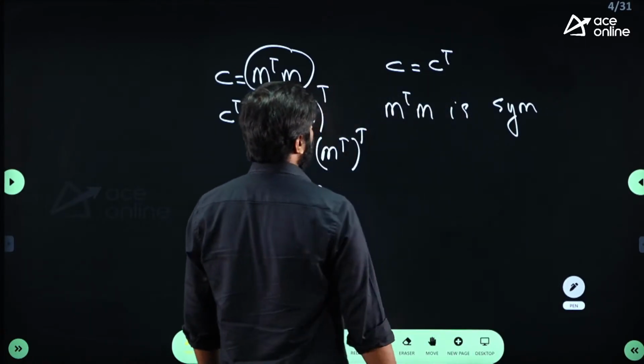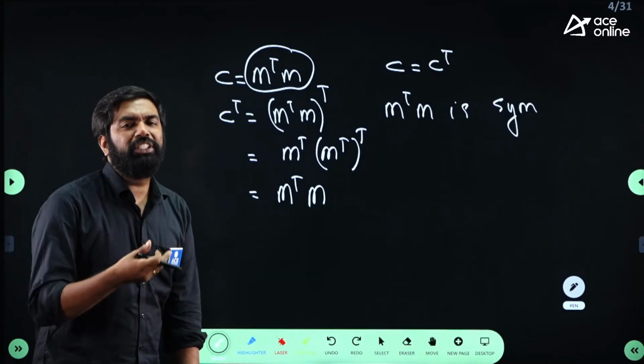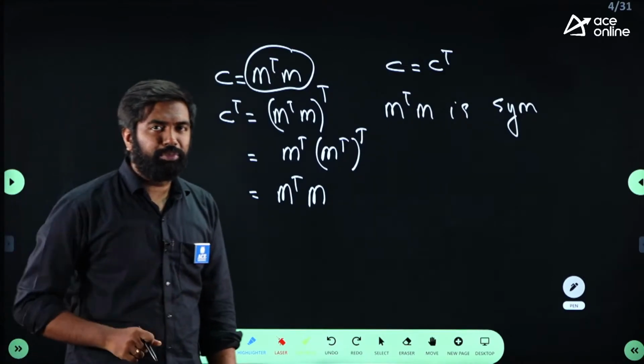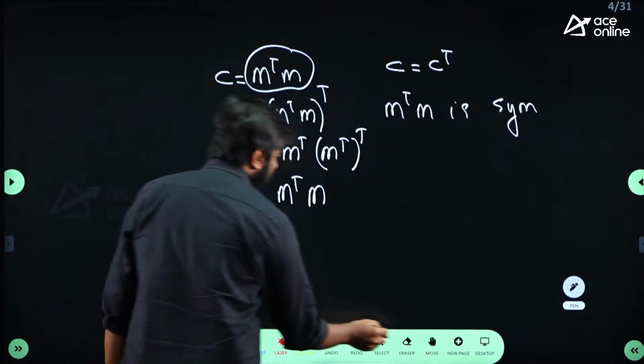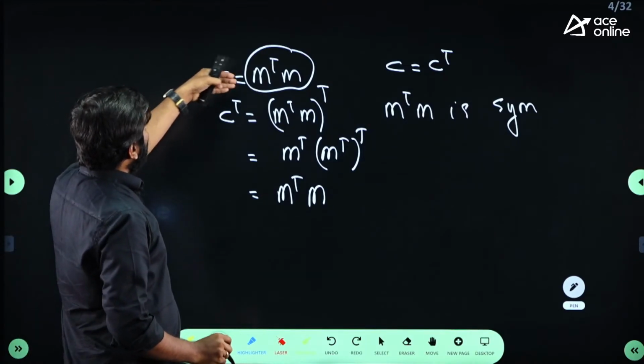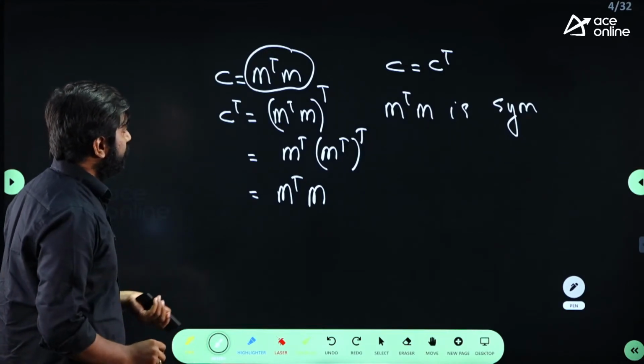Symmetric matrix. So what next? Let me tell you something about positive semi-definite, because a lot of concepts, these are typical problems, not that easy problems. So what is a positive definite matrix? We understood that M transpose M is a symmetric matrix. Okay. So this is the first conclusion.